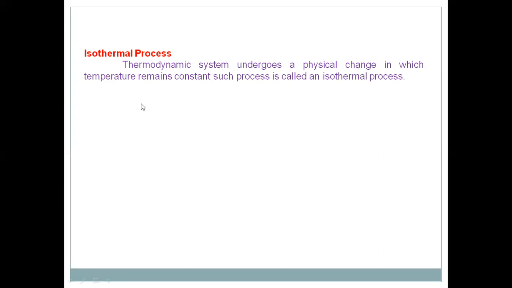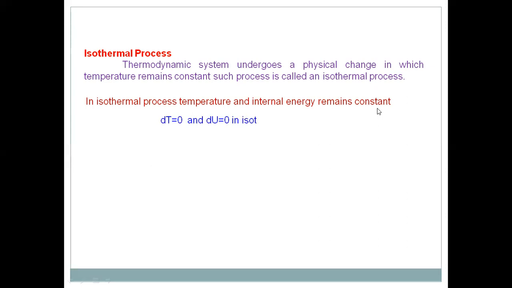So in this isothermal process, temperature remains constant, which can be written as dT = 0. dT is nothing but the change in temperature, which is 0. Of course, not only that, because the temperature remains constant, the internal energy of the system is also constant. So we may write dT = 0 and dU = 0 in an isothermal process.